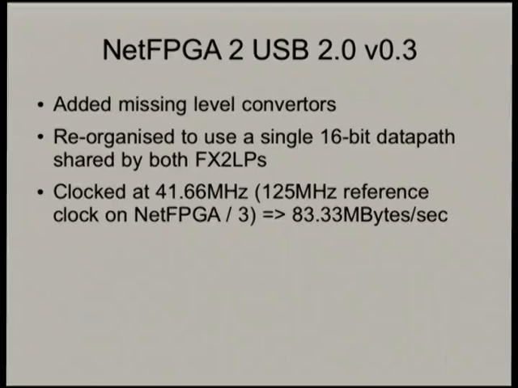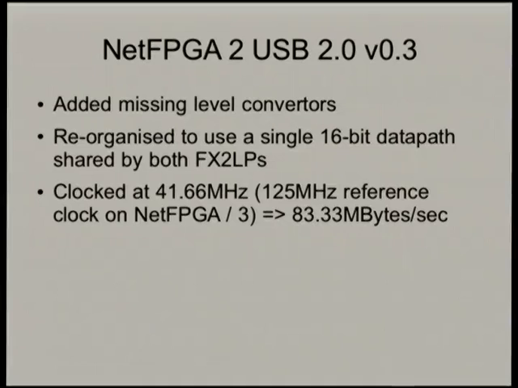So that board was a dud, and we went to version 0.3, put the missing level converters in, also reorganised the data paths, so instead of having a separate 8-bit data path for each of the 2 USB chips, we've now got a single 16-bit data path, and they share it. So whichever one's got data that's available can get it off the chip much quicker and into the FPGA. But you need to share. You have to share anyway because the data paths are bidirectional, so data going in one direction will have to be shared with data going the other direction on the same bus. Now I'm just sharing it 4 ways instead of 2 ways.